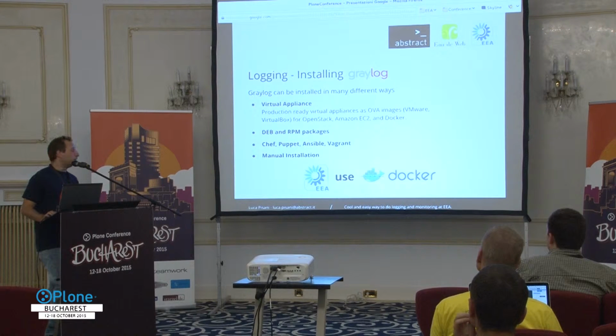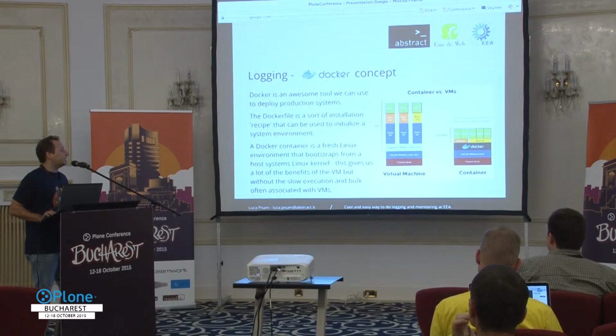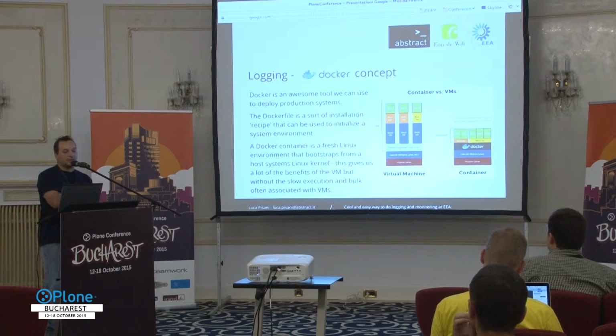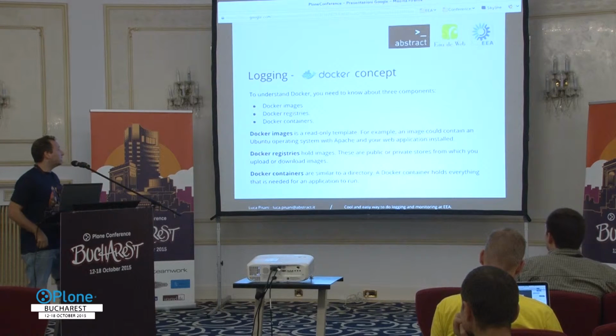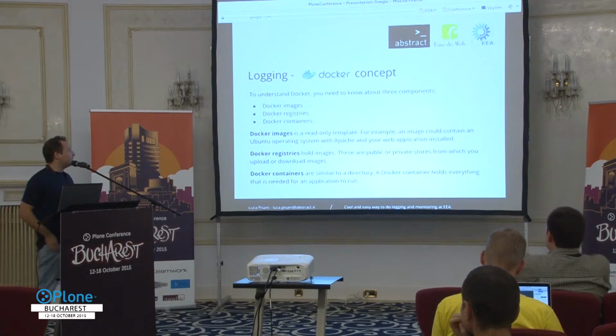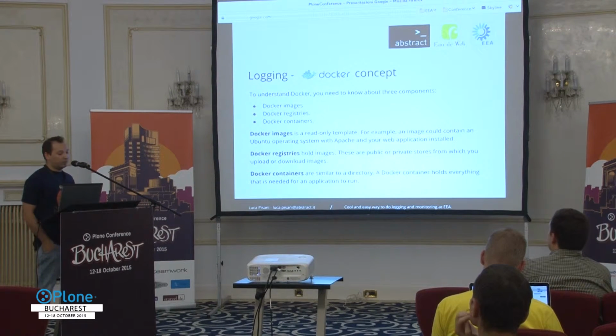In EEA, we use Docker to install it. Docker is an awesome tool you can use to deploy a production system. It allows you to isolate your code in a completely clean system environment. The Dockerfile is a sort of installation recipe that can be used to initialize a system environment. To understand Docker, you need to know 3 components: Docker images, Docker registries, and Docker containers.